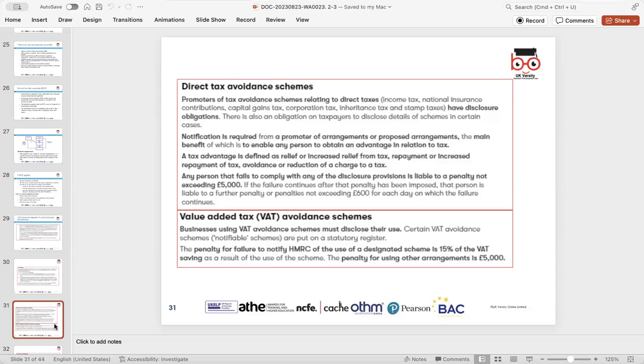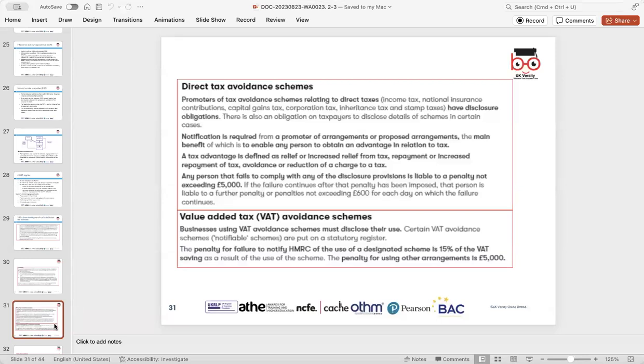If a promoter or any person fails to comply with these disclosure obligations, they could face penalties. Initially, the penalty may not exceed £5,000. If the failure continues after the penalty, additional penalties may be imposed, not exceeding £600 for each day the failure continues.